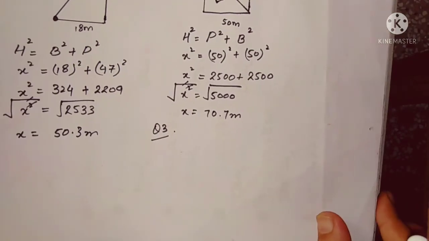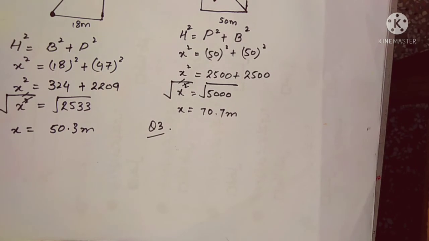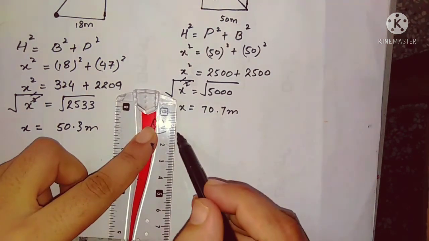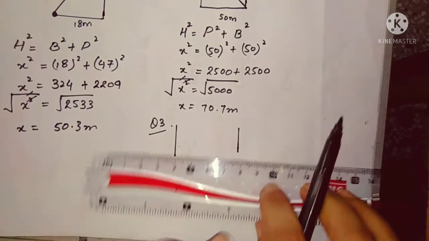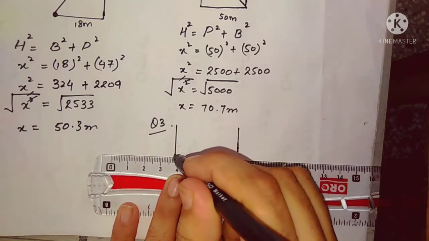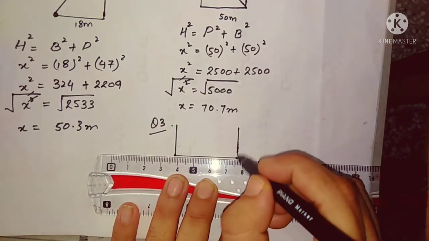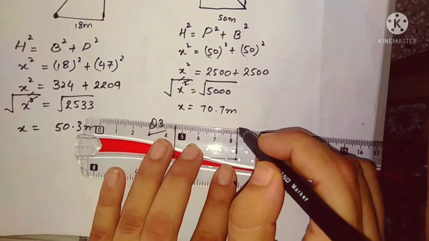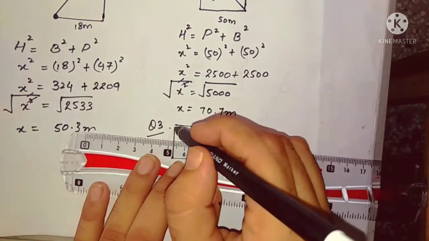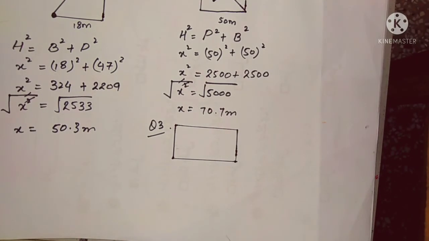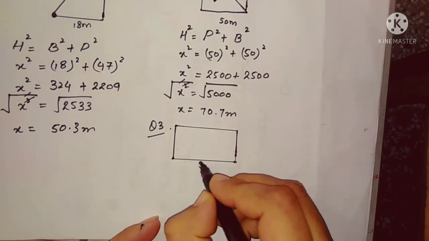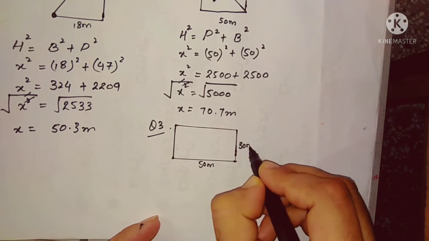Okay, as they're saying that a rectangular swimming pool has a length of 50 meter and breadth of 30 meter, we will draw a rectangle. You know that in a rectangle opposite sides are equal. So in the rectangle the length is given, which is 50, and the breadth is 30. So this is 50 meter and this is 30 meter.